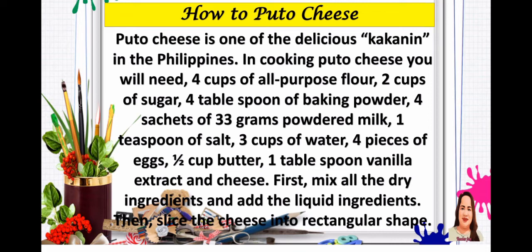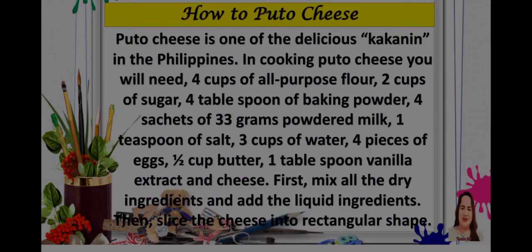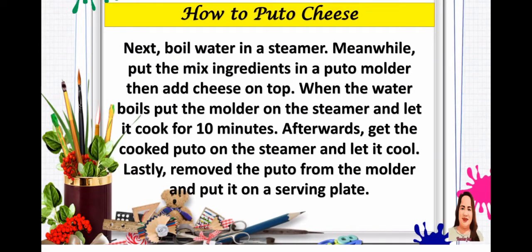First, mix all dry ingredients and add the liquid ingredients. Then, slice the cheese into rectangular shapes. Next, boil water in a steamer. Meanwhile, put the mixed ingredients in a puto molder, then add cheese on top. When the water boils, put the molder on the steamer and let it cook for 10 minutes. Afterwards, get the cooked puto on the steamer and let it cool. Lastly, remove the puto from the molder and put it on a serving plate.